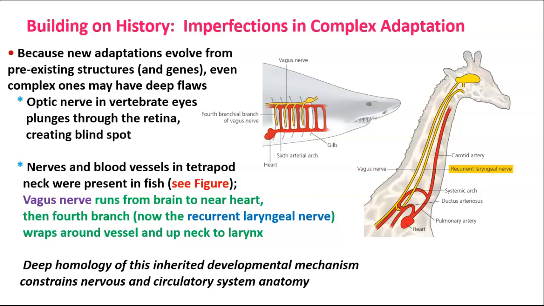It could be just a meter long, 3 feet long, if it didn't have to go all the way down and wrap around the vessels near the heart and then go back up the neck. So the overall bottom line message at the bottom of the slide, deep homology of this inherited developmental mechanism, meaning it goes all the way back to fish. That deep homology constrains the nervous and circulatory system anatomy, and there's no way around it. And that's what leads to imperfections in complex adaptations.